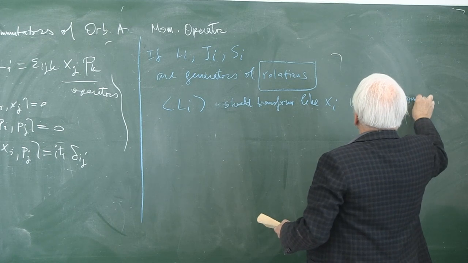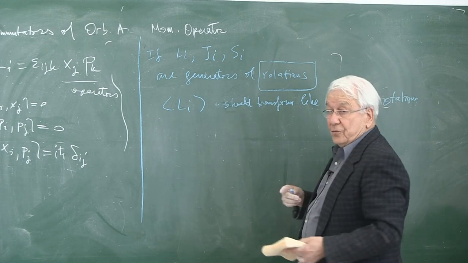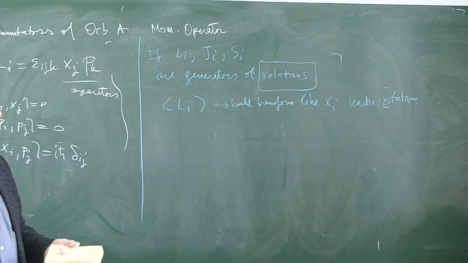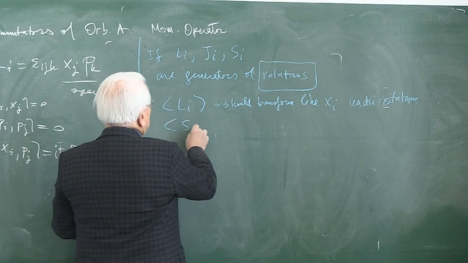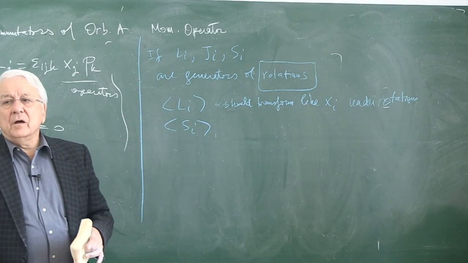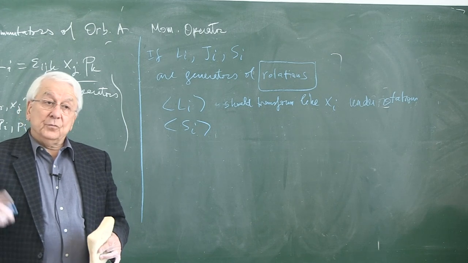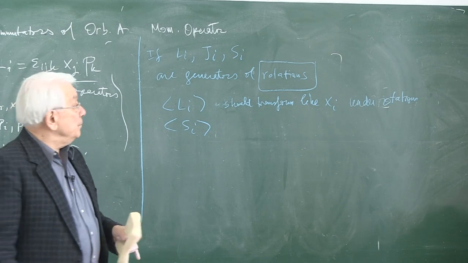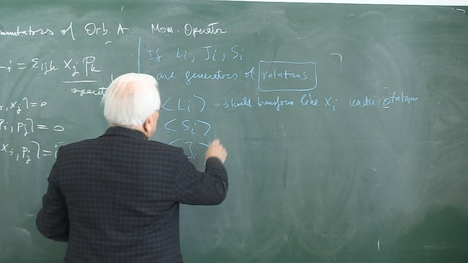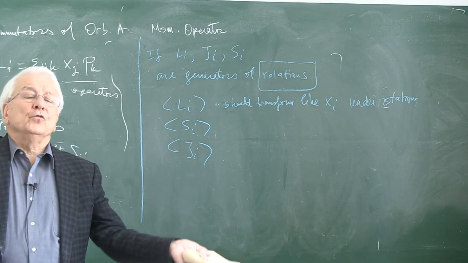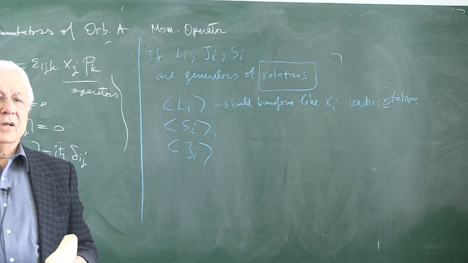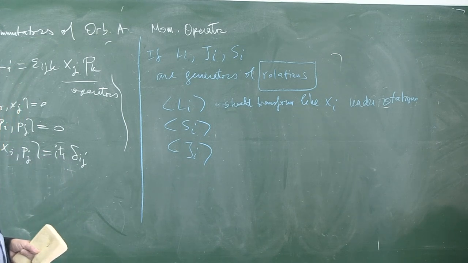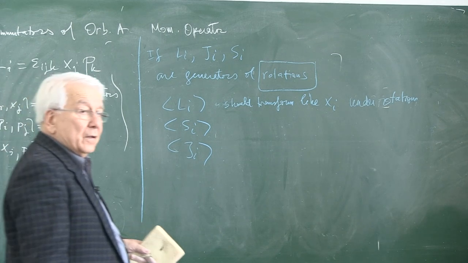Can I say that? Well, being a vector, of course. Being an operator, I need to consider the expectation value, right? Well, the same applies to Si. It should transform like Xi. In the two-dimensional spin space, Ji should transform like a vector in the tensor product space of the orbital Hilbert space times the two-dimensional spin space. But this is a generic statement. These should transform like Xi.